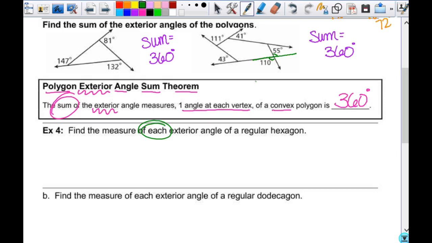All right, but you still want to pay attention to these little words because it's easy to do the wrong thing or not enough. I want each, and we're talking about exterior angles, and this is a regular hexagon. So if it's a hexagon, n equals what? 6.